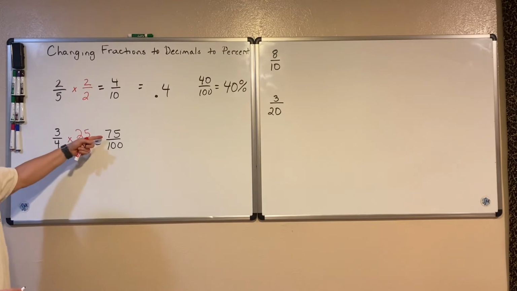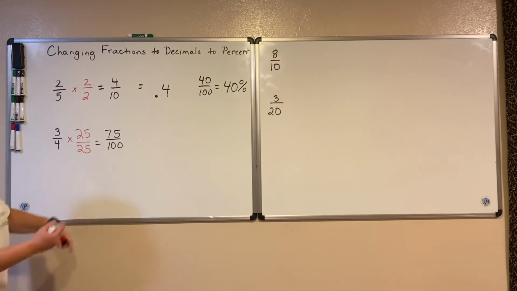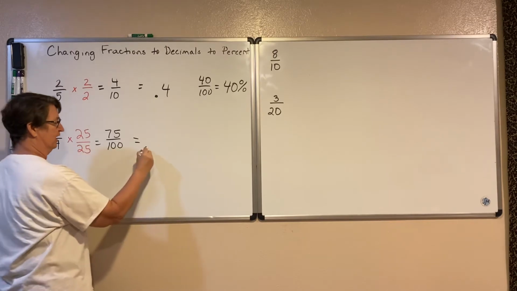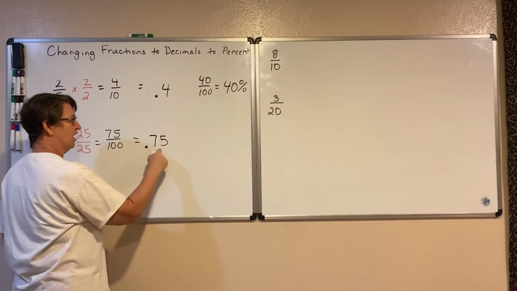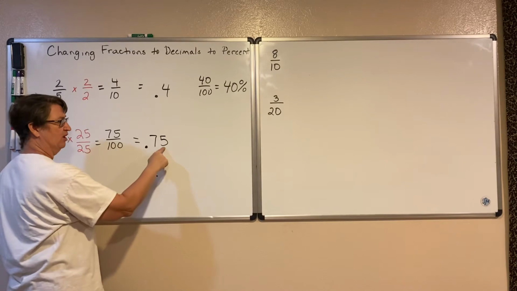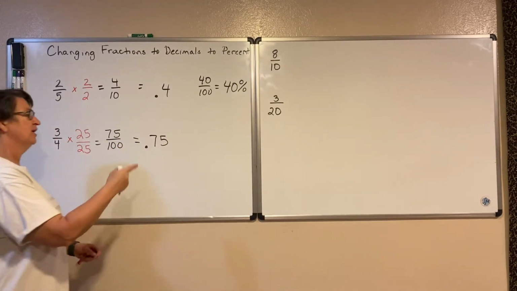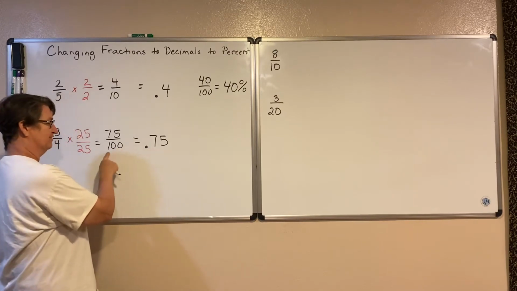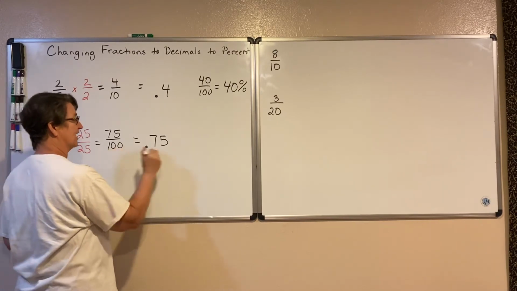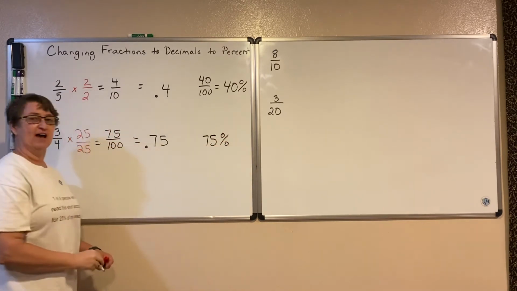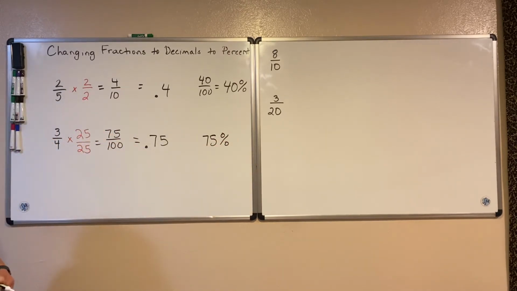Now that I have it with 100 in my denominator, I can write it as a decimal. It goes to the hundredths place. So 75 hundredths, this is tenths, hundredths. So I'm out to the hundredths place there as a decimal. And then as a percent, because it's out of 100, I just take that 100 and turn it into my percent sign. So it's 75%, or 75 out of 100.